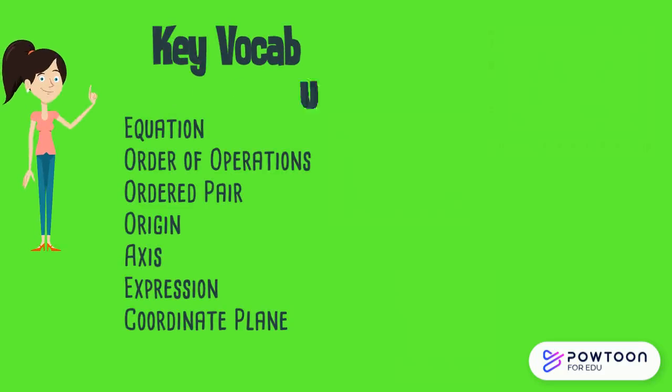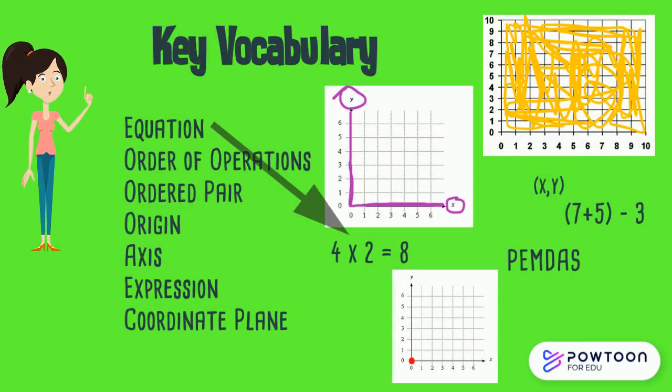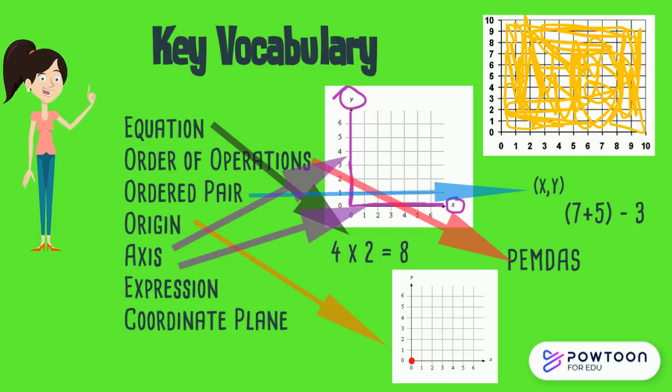Okay, so let's see how you did matching up the terms with the examples. So we've got an equation, which has an equal sign. Order of operations, please excuse my dear Aunt Sally, an ordered pair, the origin, axis, and that can be the x-axis or the y-axis, an expression, and then the coordinate plane, which is the space in the grid.